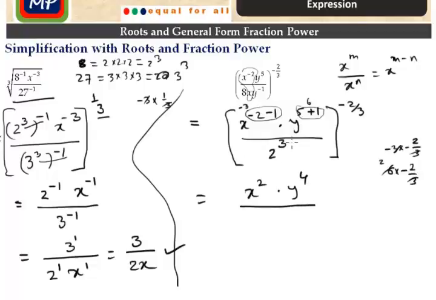Division, 2 to the power 3 to the power minus 2 by 3. This power is also on the denominator. So 3 times minus 2 by 3, 3 and 3 will cancel. We will get minus 2. So 2 to the power minus 2. And here y to the power 6 times minus 2 by 3. 3 and 6 will give 2, and 2 and minus 2 will give minus 4.